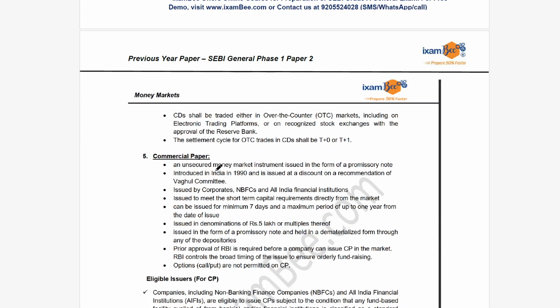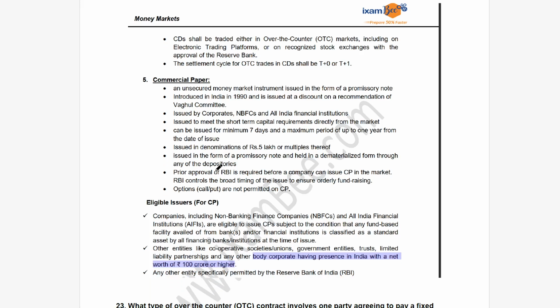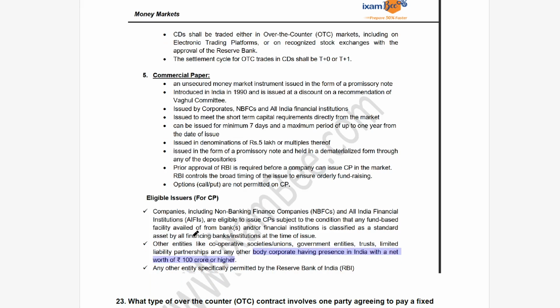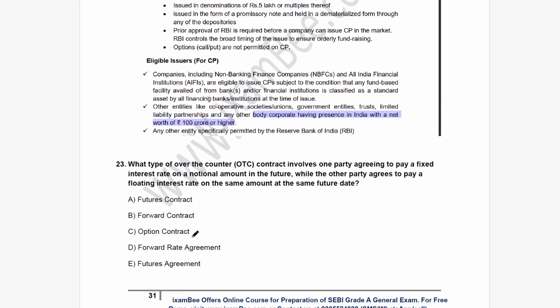Okay, this was again covered by us in detail when we were discussing the money market instruments, who are the eligible issuers, and these guidelines had been reviewed and sent again by RBI in January 2024.